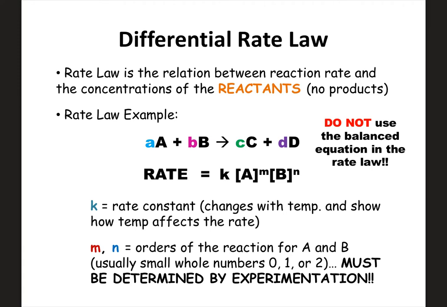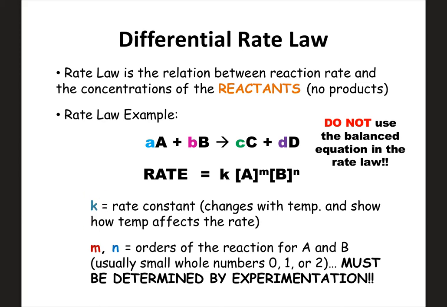So let's just look at a very simple example here. If this was your reaction here, you can see A and B are going to form C and D, and you have coefficients in front of each. The rate law for this reaction would be rate equals k times the concentration of A to a power times the concentration of B to a power. All right, so a couple things to note here. First, there's no products here. It's only the reactants that we care about, the concentration of the reactants in our rate law.